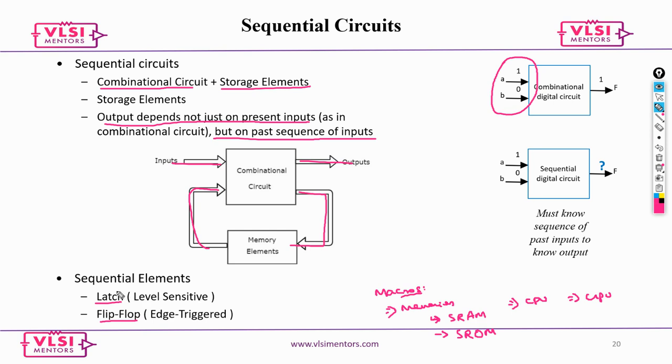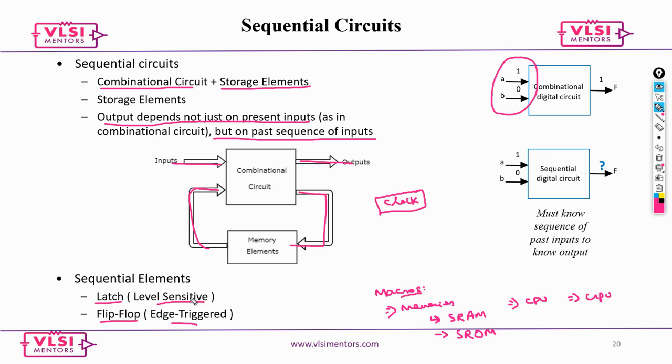So what is a latch? A latch is level sensitive. I'll explain what level sensitive and edge triggered mean as well. A flip flop is edge triggered. Now remember, for combinational circuits there is nothing called a controlling signal, but when it comes to sequential circuits you have something called a clock. That is one of the important signals to control your whole circuit, and based on this clock signal only, these circuits will switch.